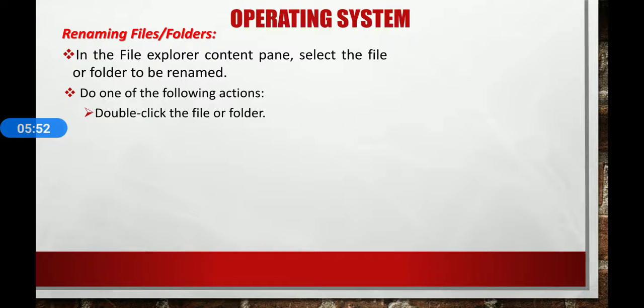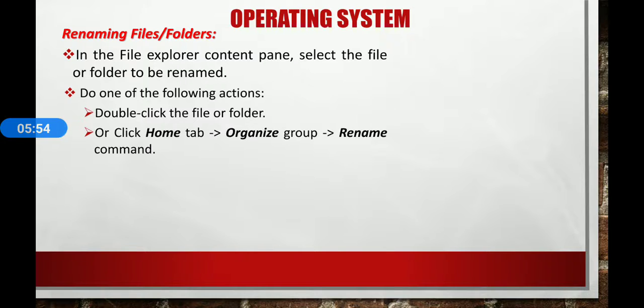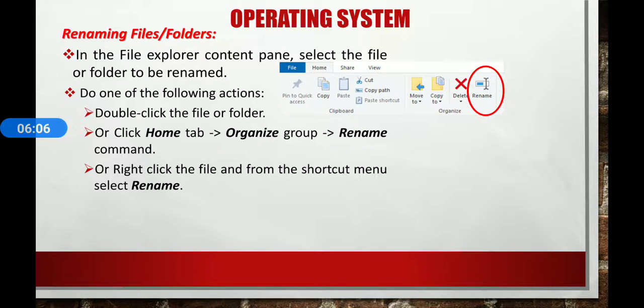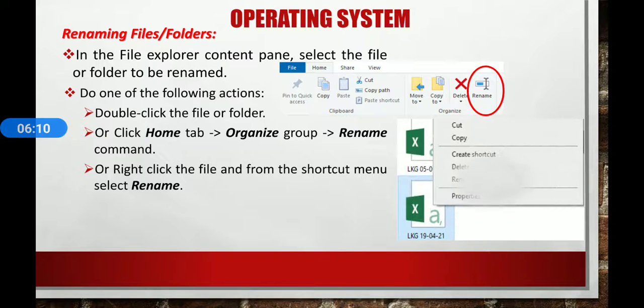Double click the file or folder, or go to the Home tab, and in the Organize group, select the Rename command. Or just right click the file, and from the shortcut menu select the Rename option, or just simply press F2 to rename that file.